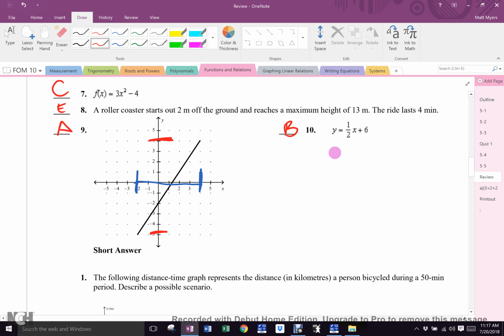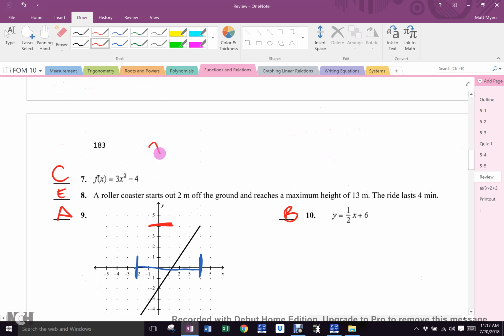Now somebody says, okay then, why is 7 C? Because 7 says x is everything, but y has to be greater than or equal to negative 4. Why is that? Because of the squared. When x is 0, 0 minus 4 is negative 4, correct? But if I make x negative 2, negative 2 squared is positive 4, right? So even if x gets negative, y has to be bigger than negative 4. It will never go below, because once you go into negatives, this part is still positive.